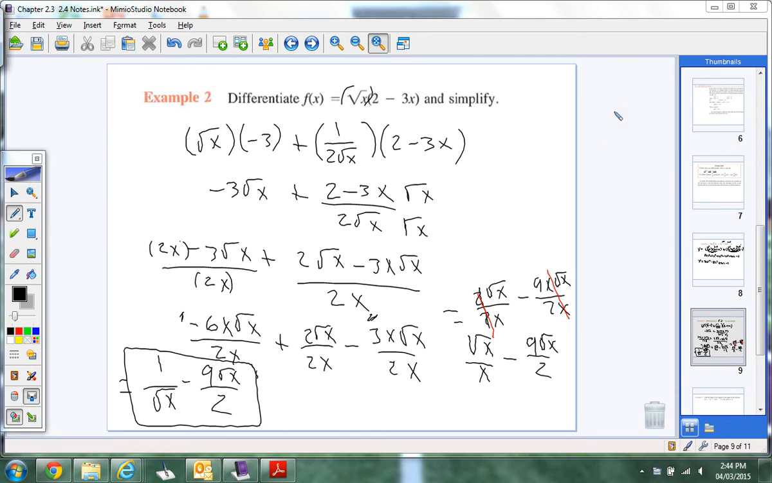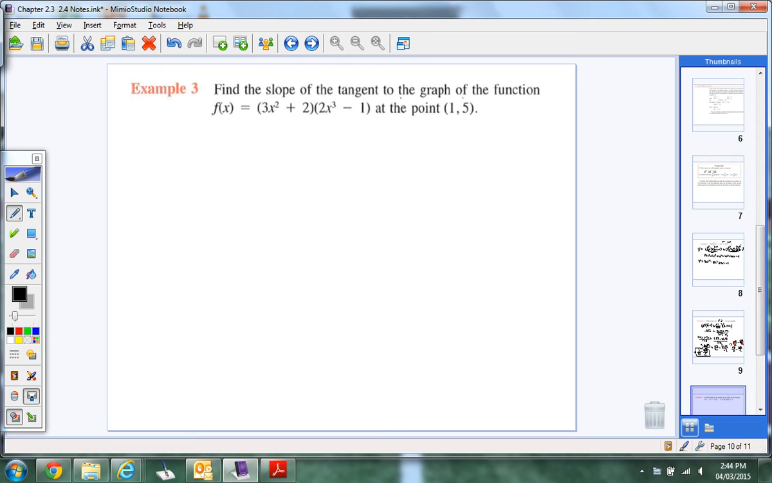Okay, so last one, we're going to find one more tangent slope here. So find the slope of the tangent to the graph of the function 3x squared plus 2 going through the point 1, 5. So this one's just telling us this point is on there. We're trying to find the tangent slope at that point. So this is where we just take the derivative and then we plug 1 in, because we're looking at that point.